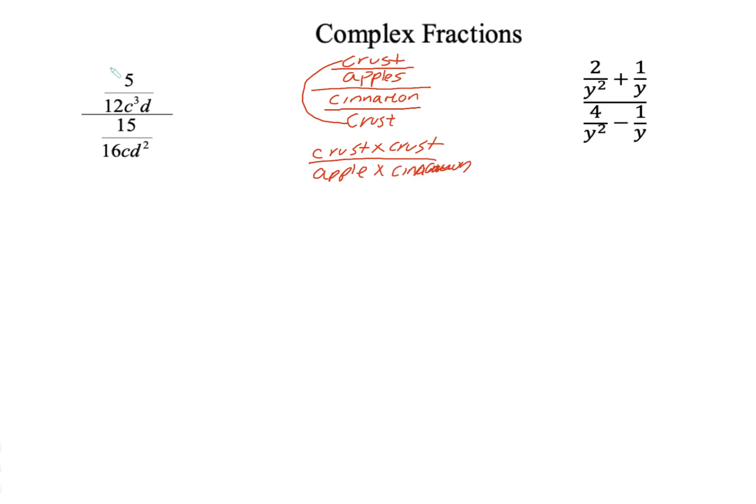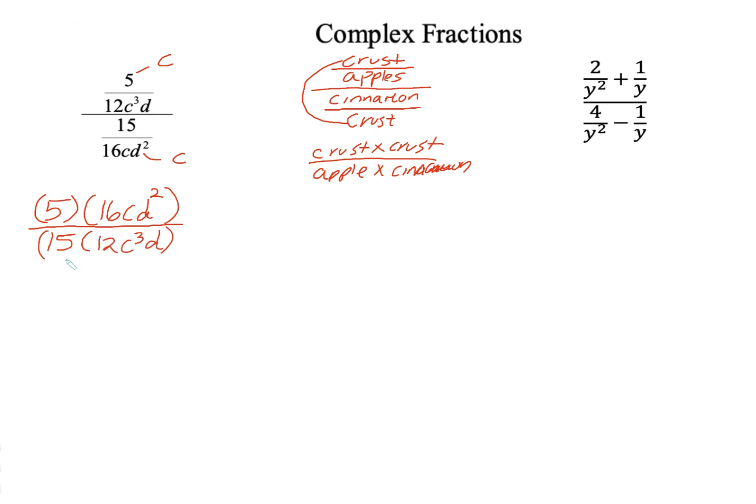Excuse my handwriting. So here I have 5 over 12c to the third d divided by 15 over 16cd squared. The 5 here is my crust and the 16cd squared is also my crust. So those two will multiply each other, which means the 12c to the third d and the 15, which is the apples and the cinnamon, will multiply each other and be in the denominator. So I'm going to have 15 times 12c to the third d.